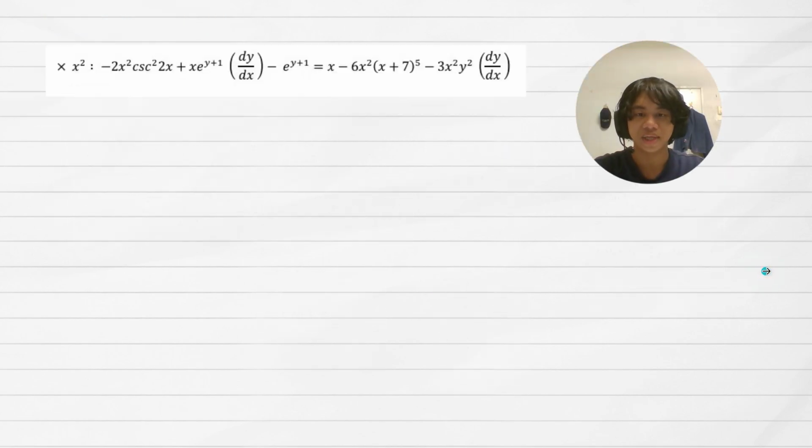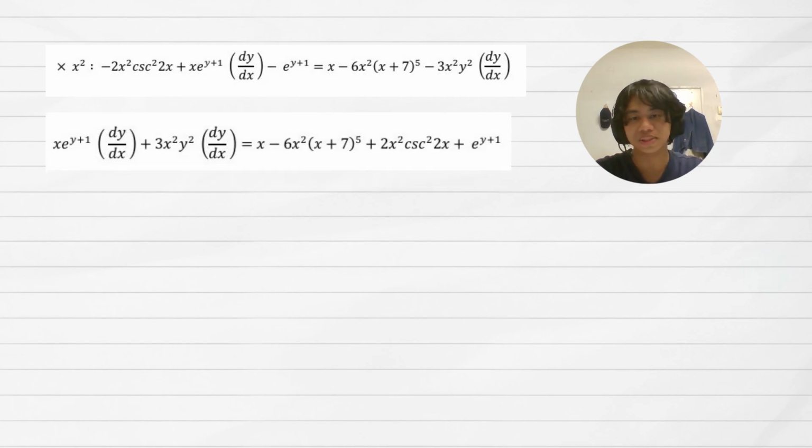Before moving on to the second step, we will have to multiply with x squared because we cannot have any variables on our denominator. So after multiplying it, we will get negative 2 x squared cosecant squared 2x plus x e to the power of y plus 1 dy dx minus e to the power of y plus 1 equals to x minus 6x squared (x plus 7) to the power of 5 minus 3x squared y squared dy dx. Now, on to the second step, we will have to rearrange and collect all the dy dx terms on one side.